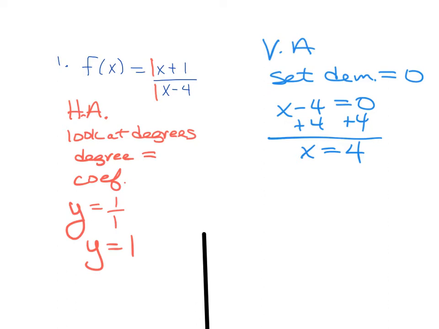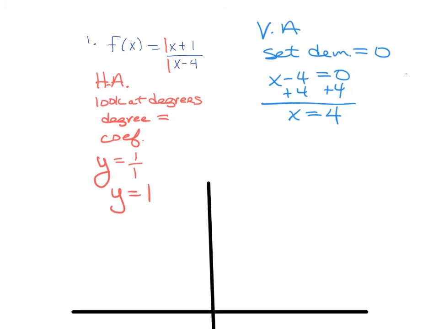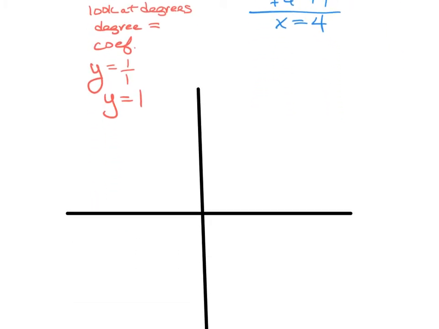I'm going to graph this horizontal and this vertical line. So the vertical I'm going to graph in blue. So 1, 2, 3, 4. I have my vertical asymptote at x equals 4. And I have my horizontal asymptote at y equals 1.